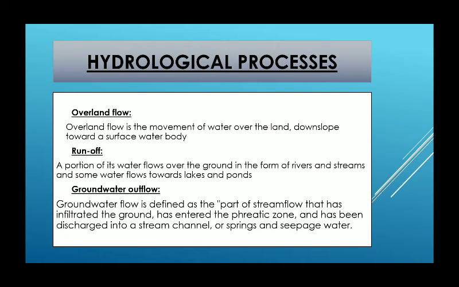Next process is the groundwater flow. That means how much flows from surface to groundwater. It typically includes evaporation or transpiration. It typically occurs in the areas where the water table is shallow.